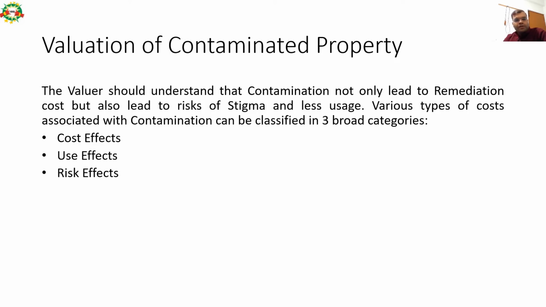And let us first try and understand what are the different types of costs which are associated with contamination of a property. The valuer should understand that contamination not only leads to remediation cost, but also leads to risks of stigma and less usage. Stigma we discussed in the second session and first session also. Various types of costs associated with contamination can be classified into three broad categories. First category is cost effect, second category is use effect, and third category is risk effect. So let us try and understand what these three cost categories are and what costs are to be considered in each of them.